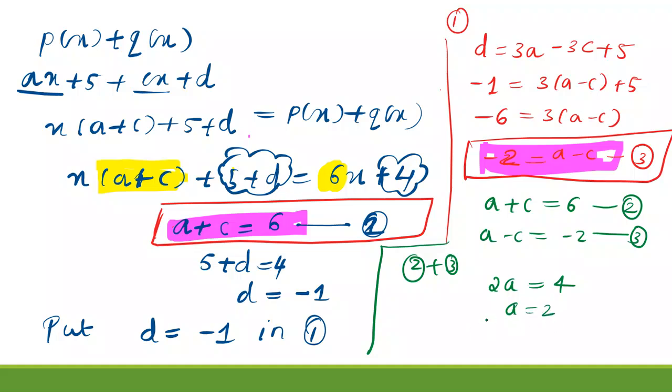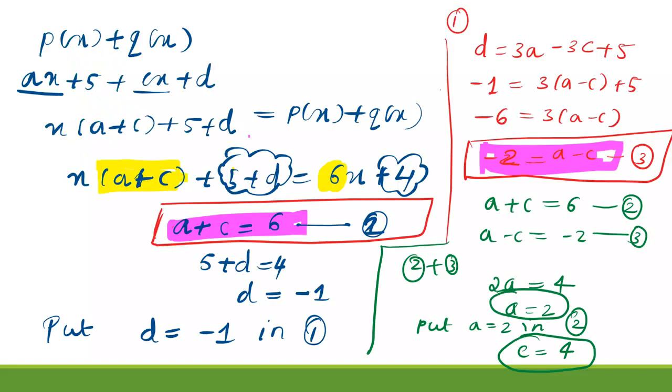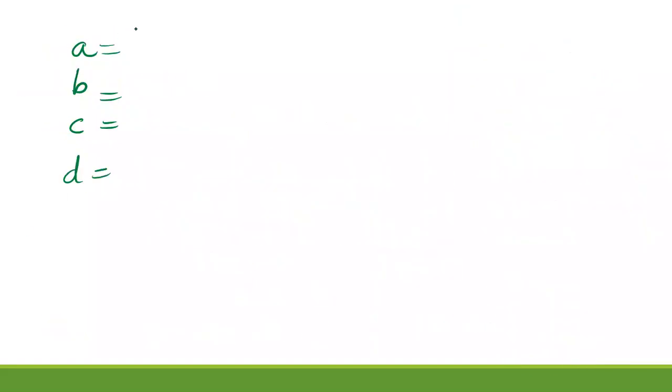If a is equal to 2, put a equal to 2 in equation number 2. What will you get? 2 plus c is equal to 6, so that c is equal to 6 minus 2. You will get it as 4. Got the idea? So you got a is equal to 2 and c is equal to 4. Okay, now you got all the values, right? We got a, b, c, d. Everything we got, right? A was 2, c was 4.